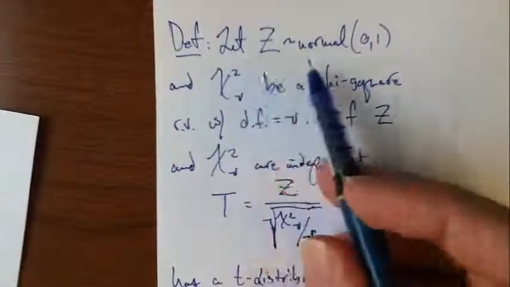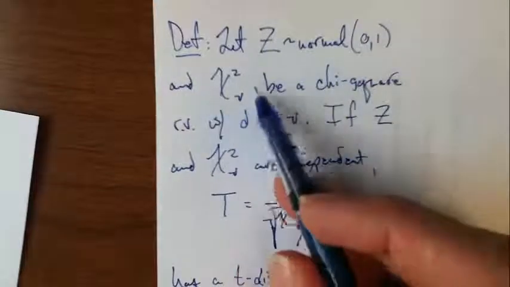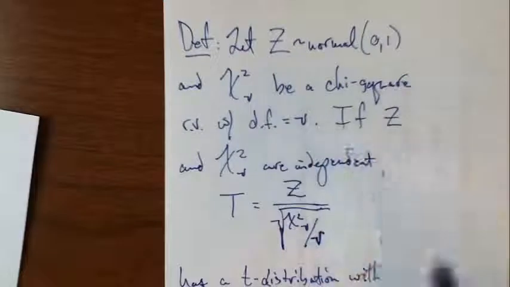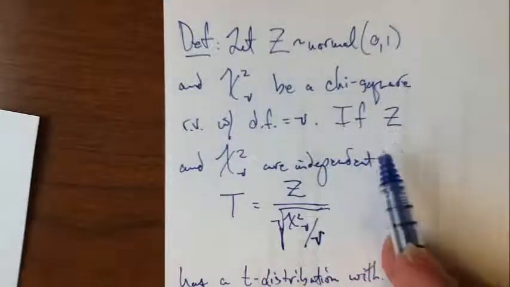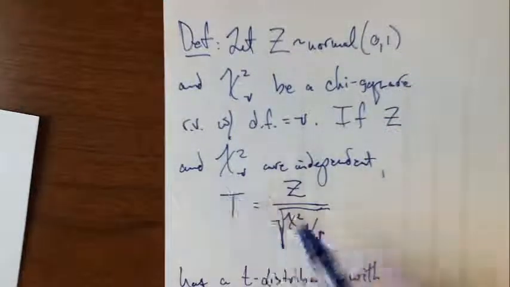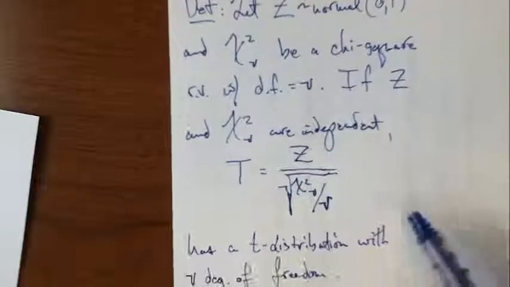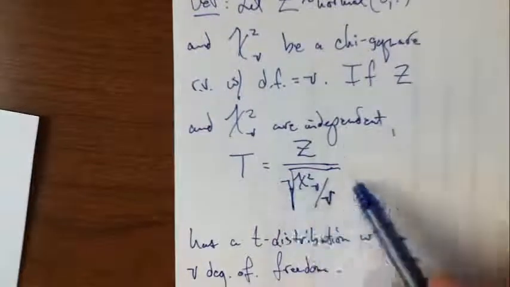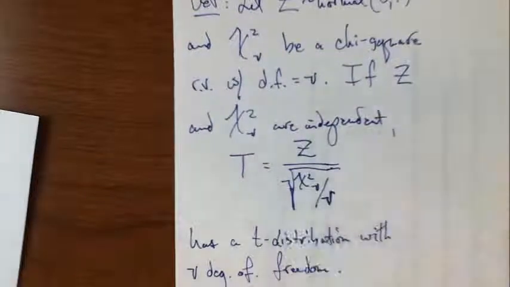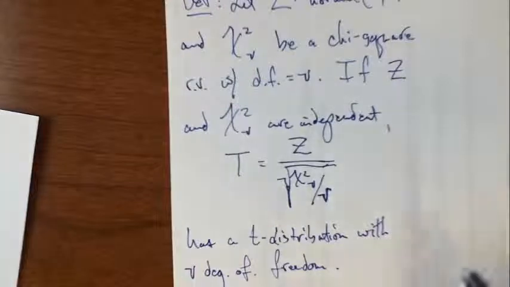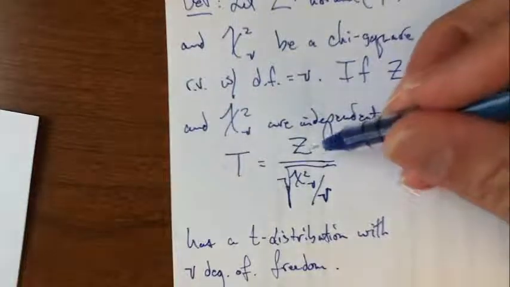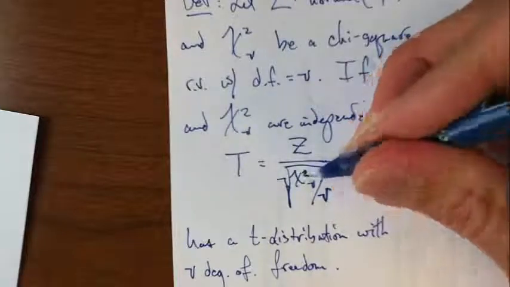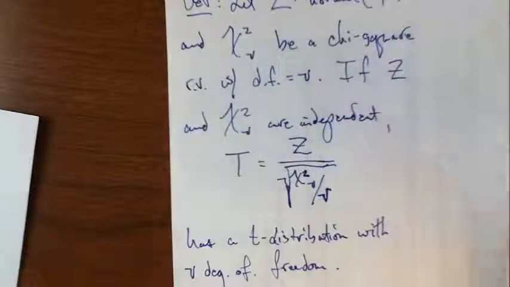So let z be a standard normal random variable and chi-square nu be a chi-square random variable with nu degrees of freedom. Then if z and this chi-square random variable are independent, then this new random variable we say has a t distribution with nu degrees of freedom. That is, if you take the standard normal and divide it by the square root of this chi-square variable over its degrees of freedom.